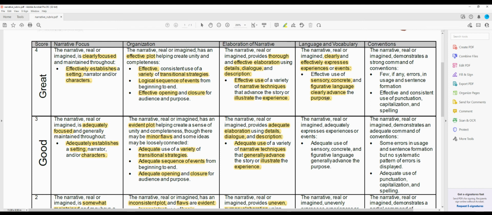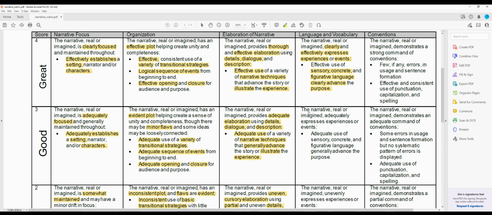So what that means is that the details that you choose to provide, this is similar to that elaboration, because the types of words that you use help to communicate those details. So sensory, concrete, figurative language, that's the focus of this whole column. And then how well you do at that, whether it's effective, or in this next one, it says the narrative, real or imagined, adequately expresses those experiences and events. So adequate use, I'll go back here, effective use of sensory, concrete, I'm just going to highlight all of it.